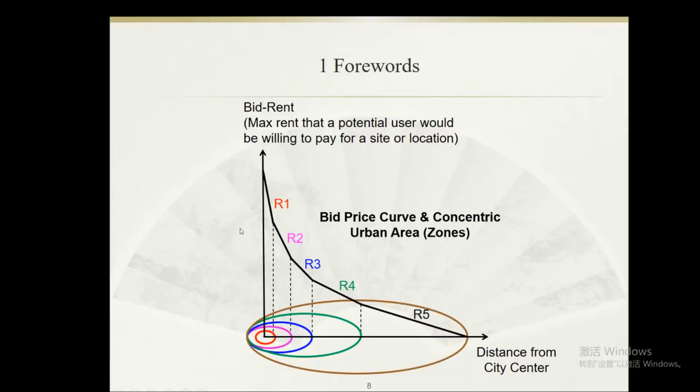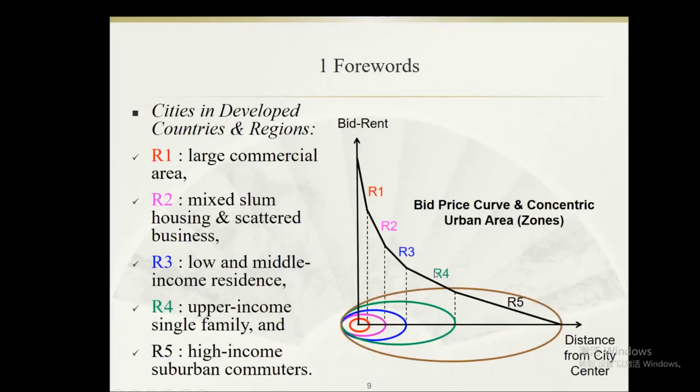If one city has only one center, then we have this figure. If a city has two city centers, for each city center we have this one. This is the price, this is the distance from the city center. So cities in developed countries, the regions R1, R2, R3, R4 will have different land use types.